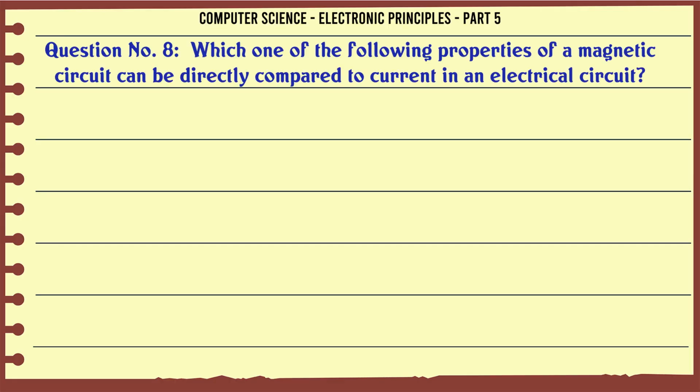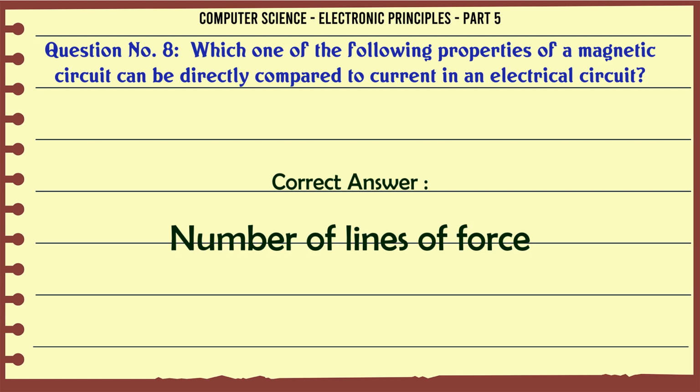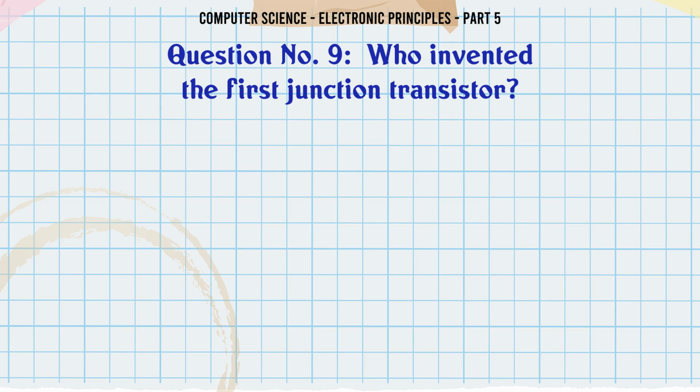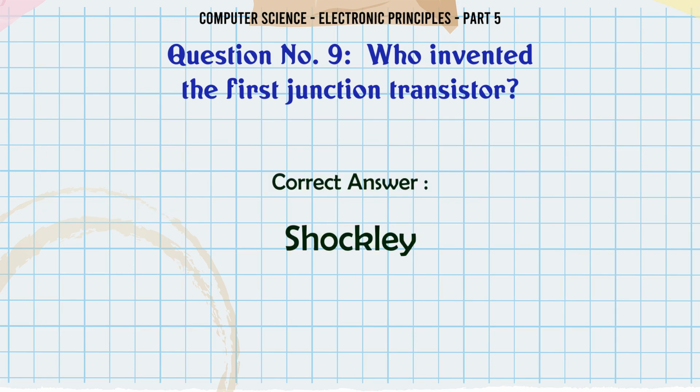Which one of the following properties of a magnetic circuit can be directly compared to current in an electrical circuit? A. Number of lines of force. B. Flux density. C. Reluctance. D. Magnetomotive force. The correct answer is number of lines of force. Who invented the first junction transistor? A. Smith. B. Gomes. C. Fisher. D. Shockley. The correct answer is Shockley.